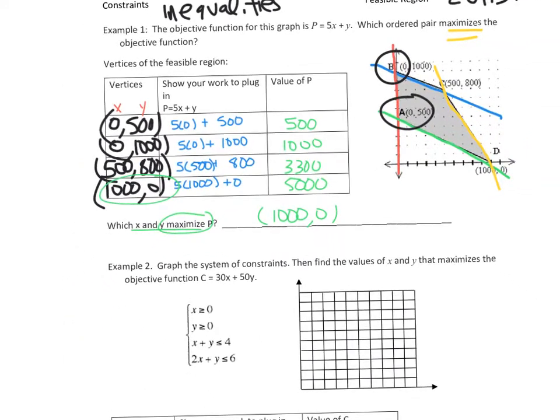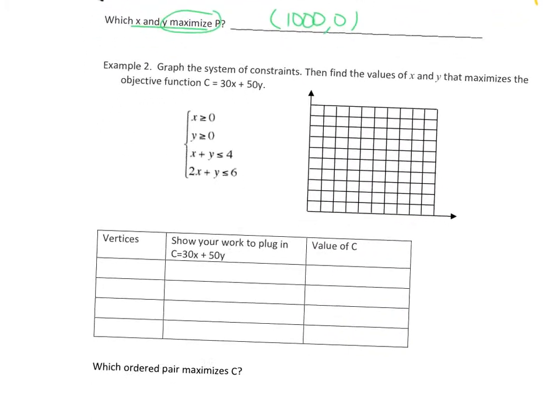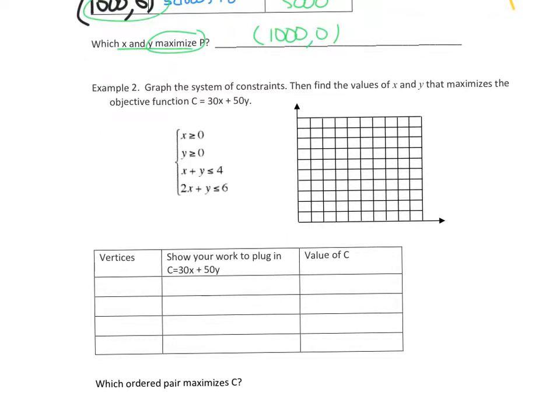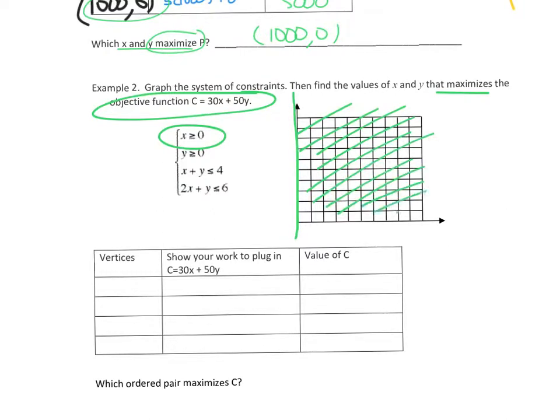Okay, example 2. Graph the system of constraints. Then find the values of x and y which maximize this objective function. The first one is x is greater than or equal to 0. So I'm going to shade to the right. And then the second one is y is greater than or equal to 0. So that's going to be shading above. It's kind of messy so far.